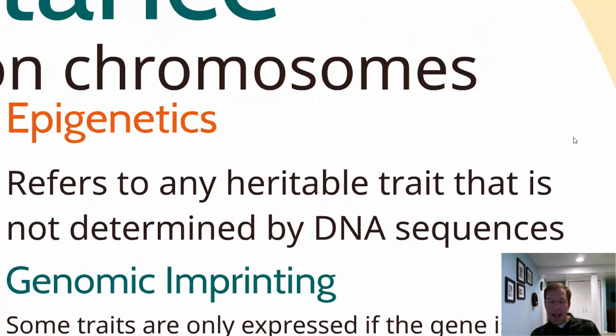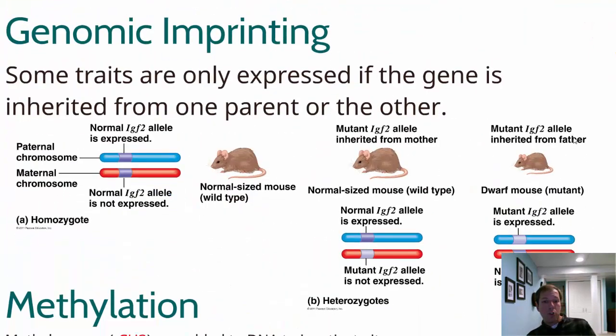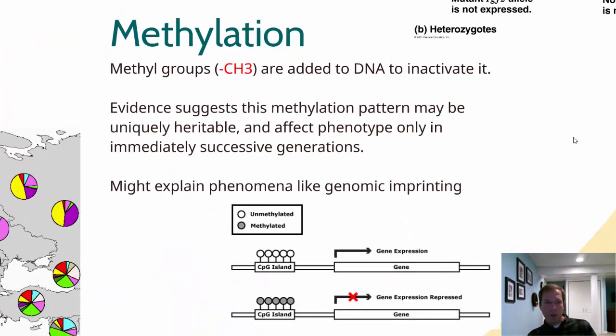Additionally, epigenetics has an impact on inheritance patterns, and this is referring to a trait and its inheritance that's not determined strictly by DNA. So there's genomic imprinting, so the expression or non-expression of a particular gene as it's inherited from one parent or the other. And also methylation. So methylation is going to be the activation or inactivation of a particular gene by adding on a methyl group, or a carbon with 3 hydrogens, physically onto the DNA, which either makes it more difficult or easier for it to be transcribed.